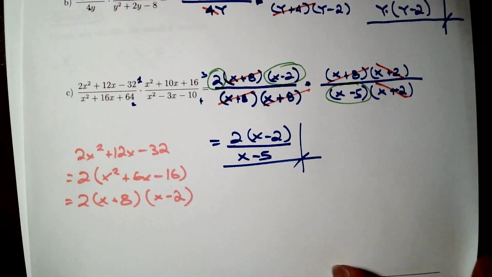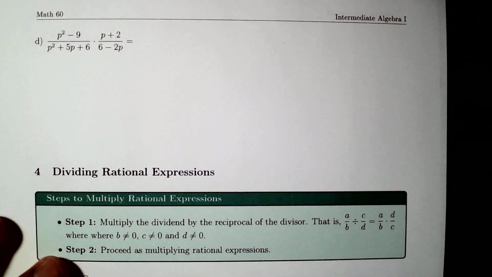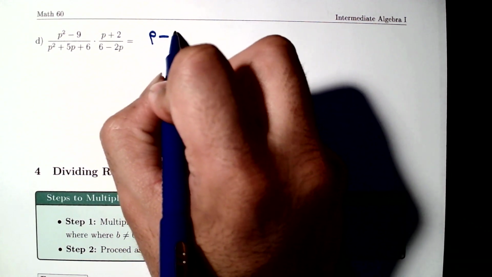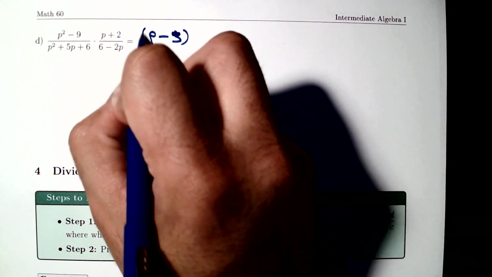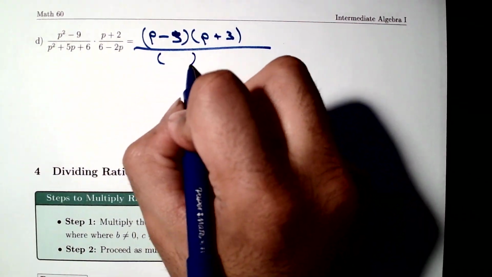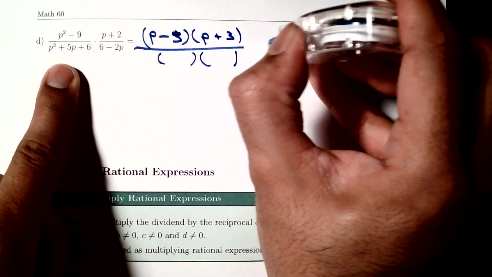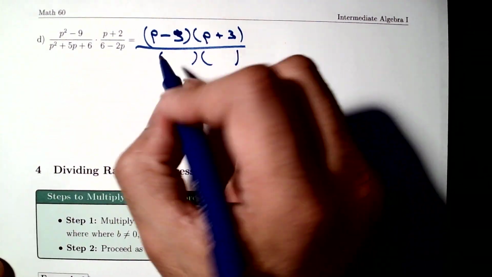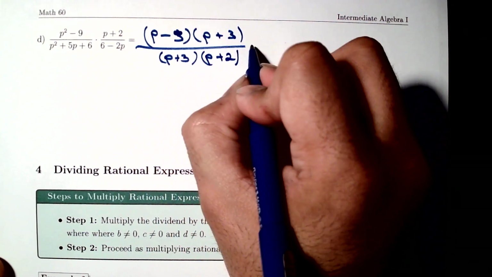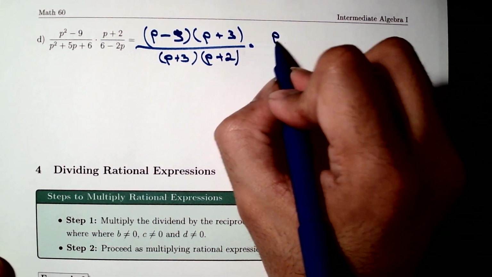All right, let's look at the next page. Let's see what about it. Another example, well, let's look at the numerator p squared minus 9. That factors as a very nice difference of squares, p minus 3 times p plus 3. Then divide this by the double bubble of, in this case, this denominator. All right, factors of 6 that add up to 5, p plus 3, p plus 2. And then p plus 2, that's simply p plus 2.